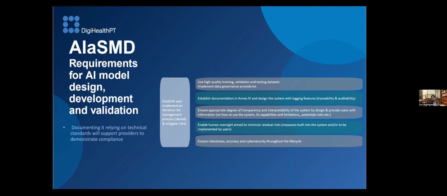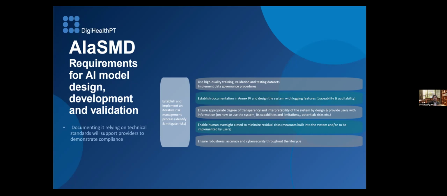On the other side, healthcare units will probably use the final product, and using the final product without putting anything else in its composition, this healthcare unit will be the deployer of the software as a medical device, or AI as a software as a medical device.